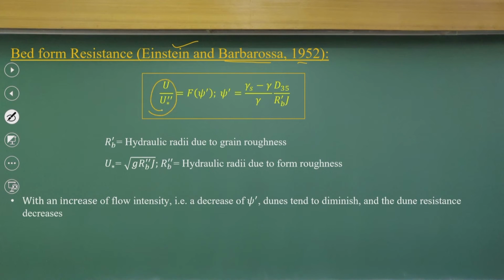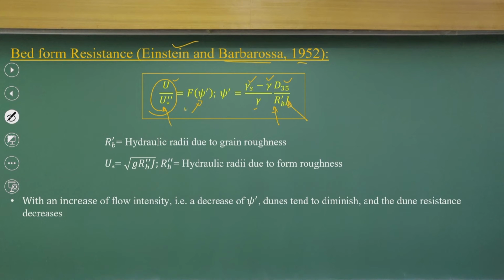So, the U2 dash represents the shear stress, the shear velocity due to the forms, and the prism velocity. These ratios will be functions of Einstein's parameters, which are defined using the unit weight of the solids, the unit weight of water, D65, and R_b1, the equivalent hydraulic radius considering the bed forms, and Z stands for the friction slope.